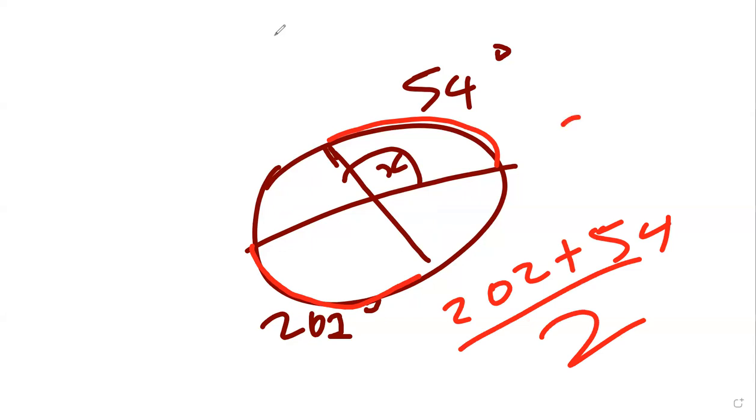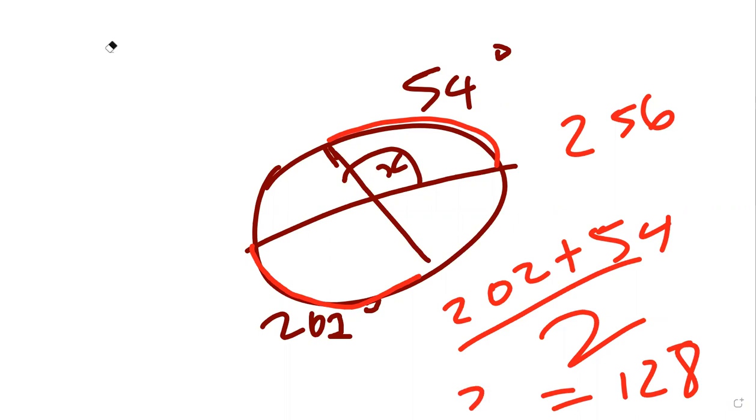This is what? 256, I'm sorry, 256. Now, if I divide 256, what do I get? I get 128. So my vertical angle right there is going to be 128. So let's move on to another question.